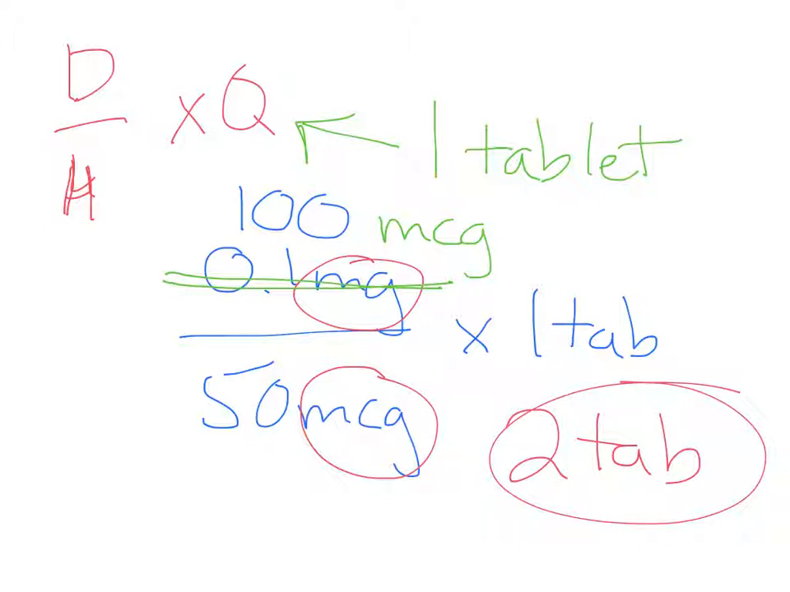So let's go back to number 4 now. Number 4 is also using this exact same formula, D divided by H times Q. However, this one's a little bit different in that it's asking us to incorporate weight. It says that a nurse practitioner orders Dilantin 15 milligrams per kilogram IV now. So let me explain a little bit what that means as far as the dosage.